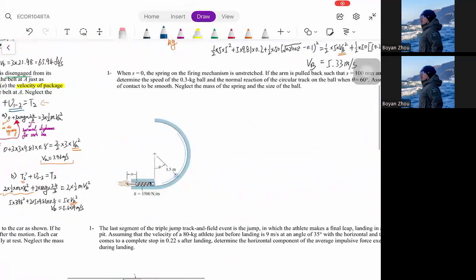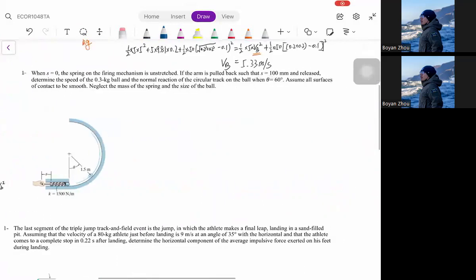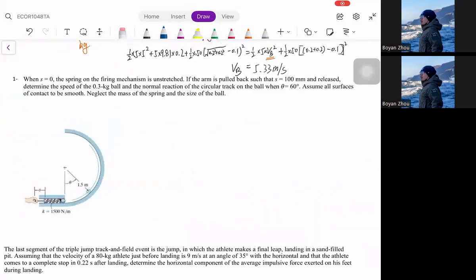Okay, so the fourth one. Again, it's just another energy balance equation. We're all dealing with the energy balance equation today. When S is equal to 0, the spring here is unstretched, which means it's at its original length, starting from rest. We're now going to pull the spring back 100 millimeter and then release. So that means we're going to have some energy stored in the spring at the very beginning.